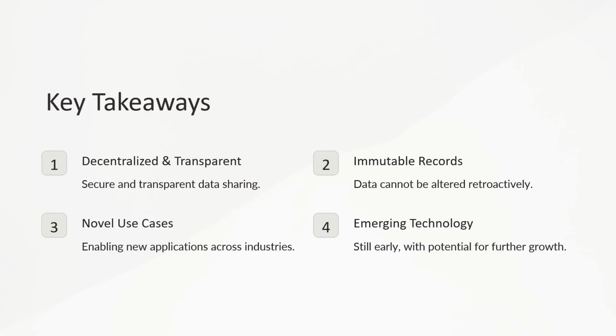If you have enjoyed the lecture so far and have gained a basic understanding of blockchain, let us now summarize this lecture through some key takeaways. Blockchain offers secure and transparent sharing of data. For example, everyone can see all transactions in our public notebook. Once data is added, it cannot be altered. That is, it is immutable. The technology enables new applications across various industries. Blockchain is still in its early stages with significant potential for growth.